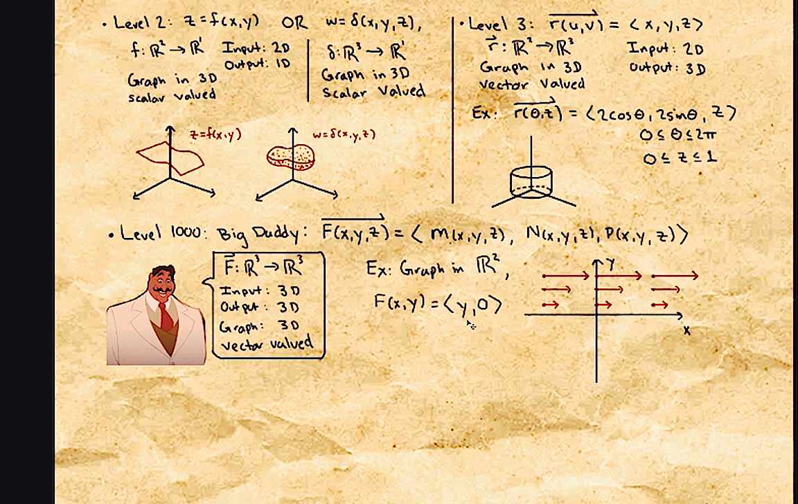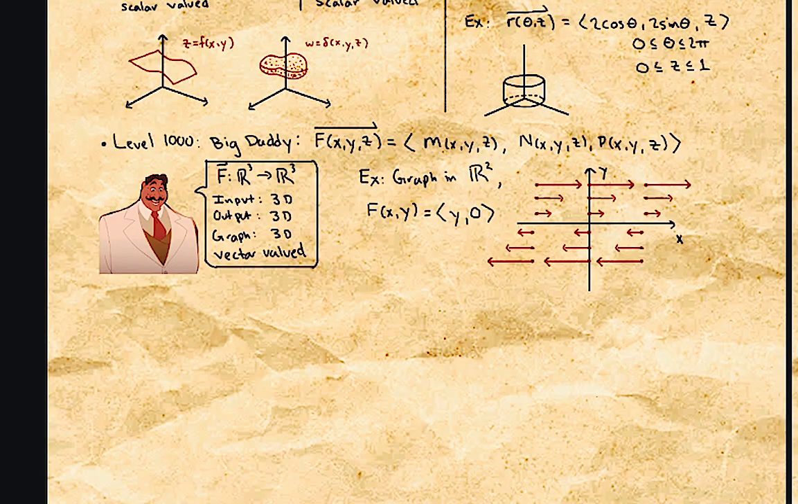Since this vector valued function is independent of x, all of the vectors look the same no matter where you are on the x-axis. So I've just copied and pasted this picture into a few different places on the x-axis. As we move in the negative y direction, the x-coordinate of all of my vectors is now going to be a negative number. So I've drawn all of the vectors pointing in the negative x direction, and they get longer the farther that you go out along the y-axis.